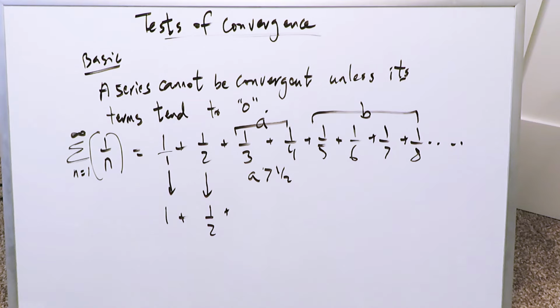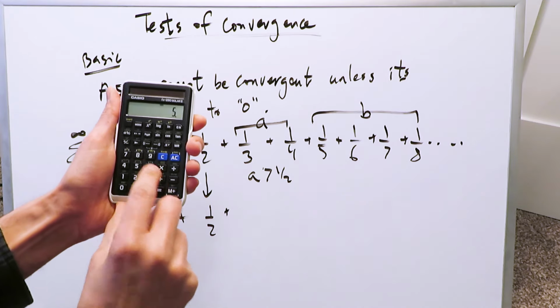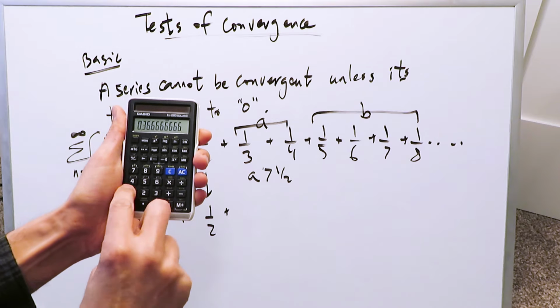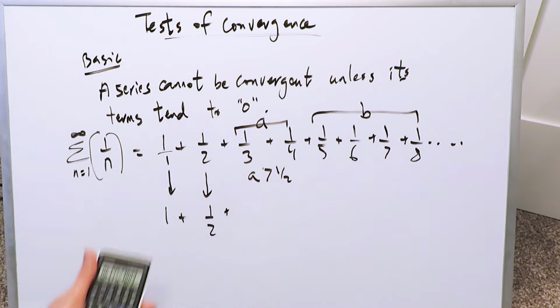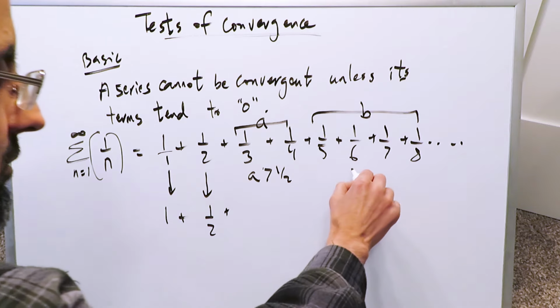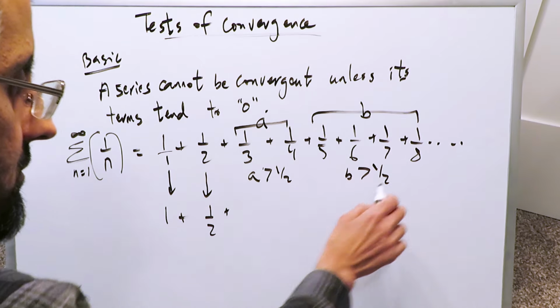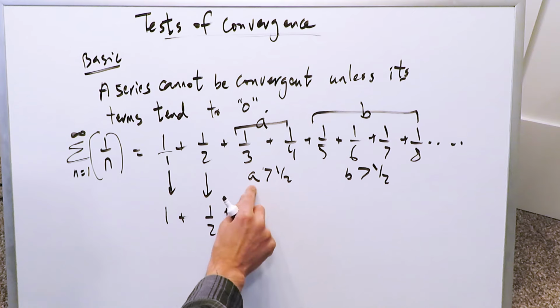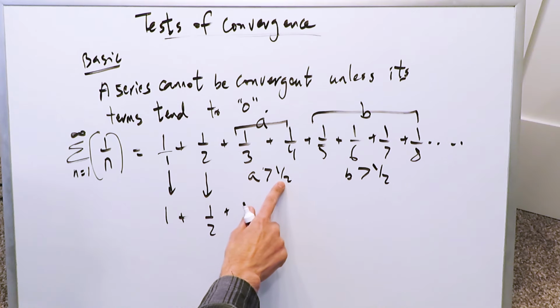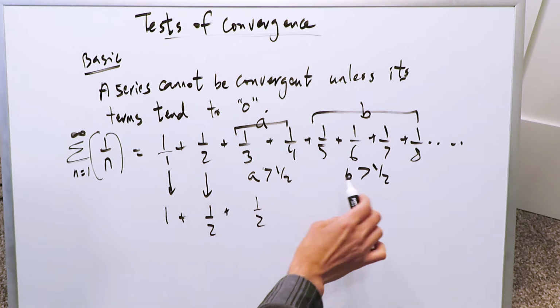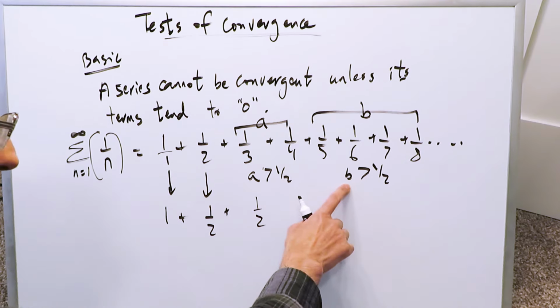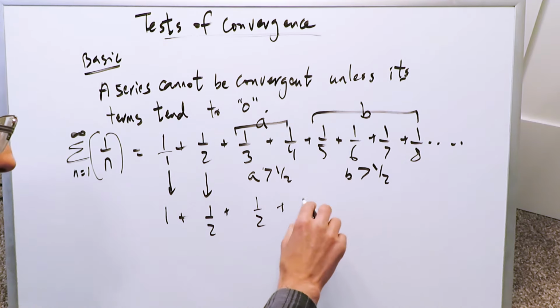Now let's take the group B term. I'll do 1 divided by 5 plus 1 divided by 6 plus 1 divided by 7 plus 1 divided by 8. I'm getting value 0.6345, and I know group B term here is larger than 1 over 2. If I were to round down this A value, which is larger than 1 over 2, to 1 over 2, from here I'm getting a 1 over 2. If I were to round down this term down to 1 over 2, from that group I'm getting a 1 over 2.